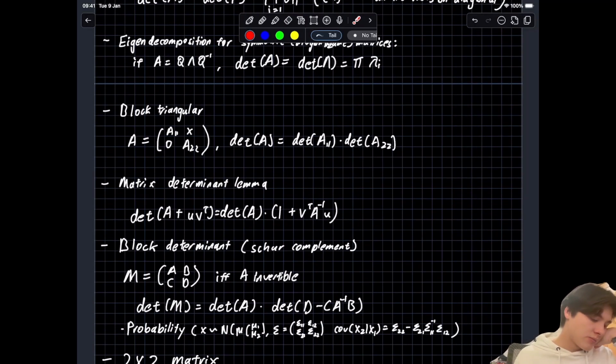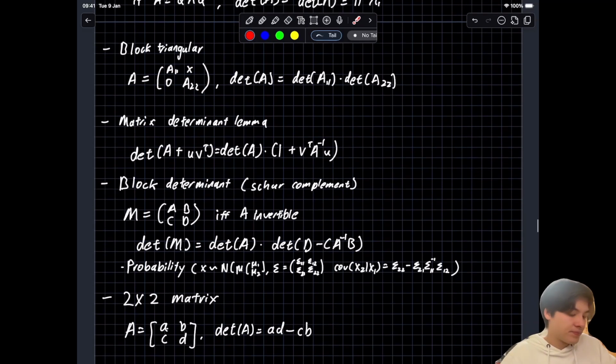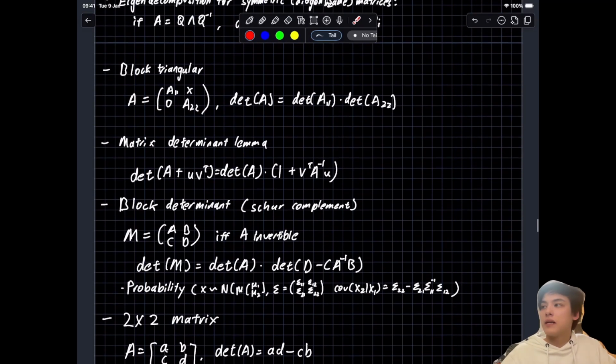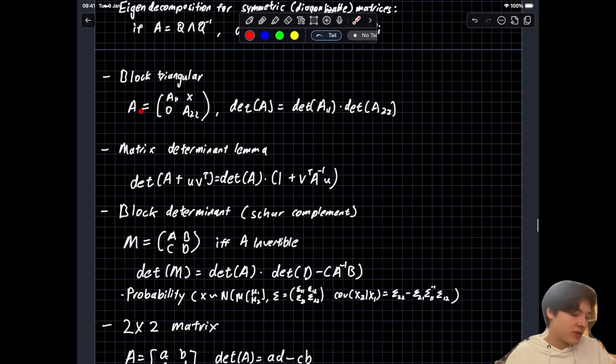If we have a block triangular, the determinant of A is just the determinant of the blocks on the diagonal. Maybe it makes your calculations easier, then you can use this rule.